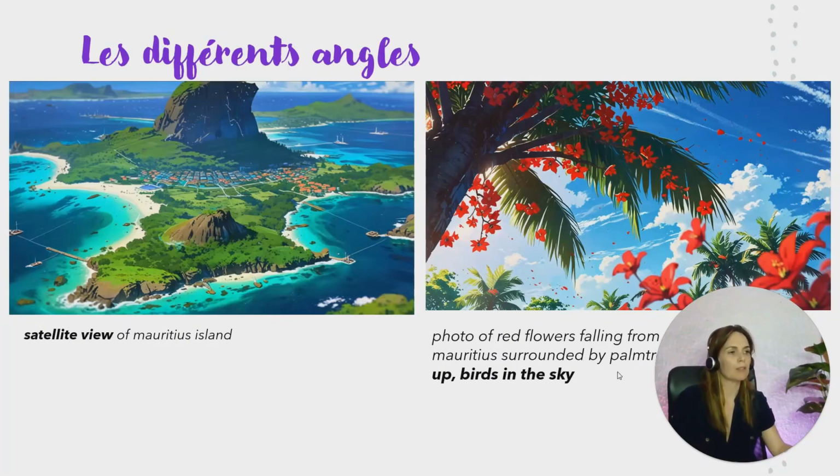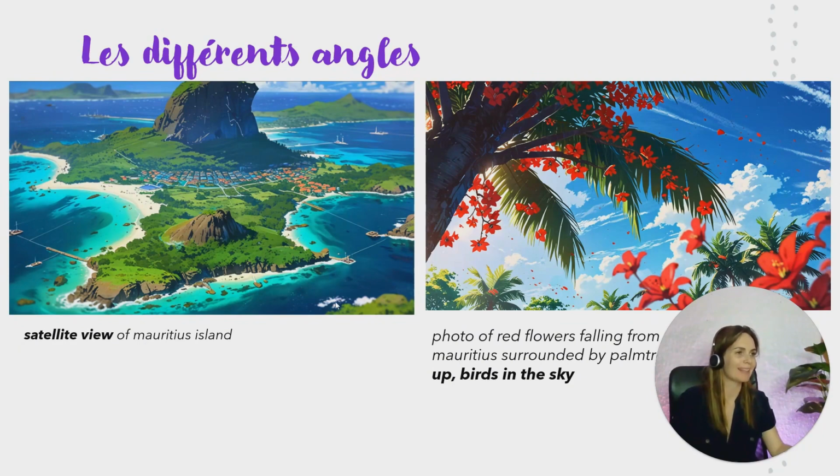Now, in terms of different angles, you can see that we can really tell a different story. You can also easily imagine the camera approaches that could be used. So here, I've put a satellite view of Mauritius. So, it doesn't quite look like Mauritius, but that's all right. We're working within an imagined setting.